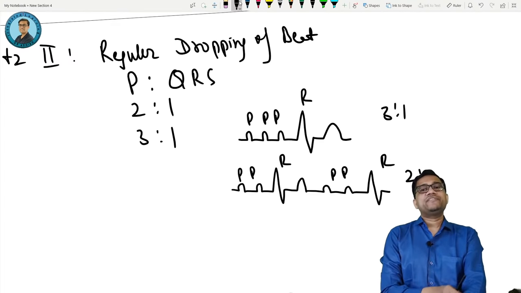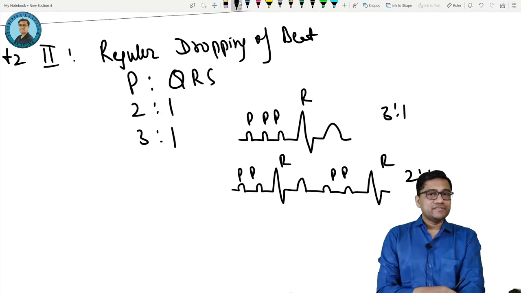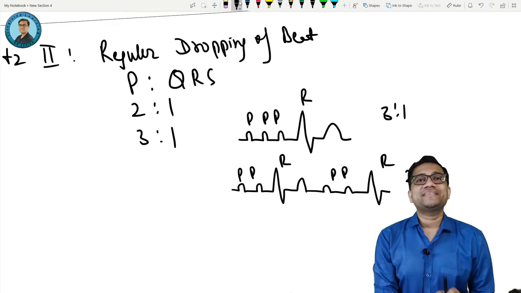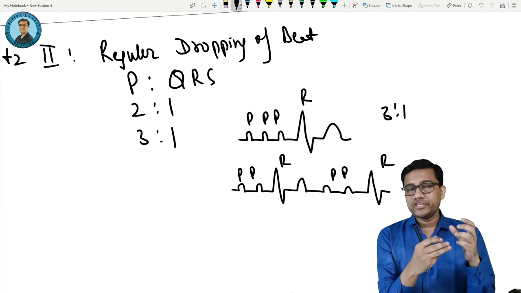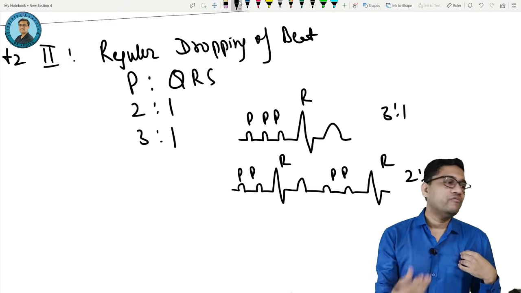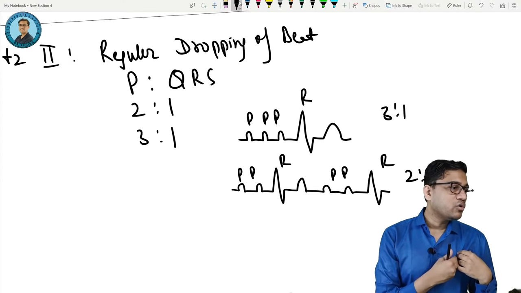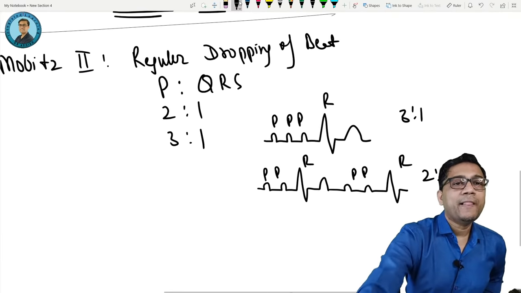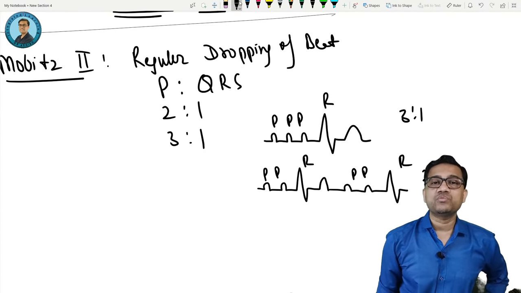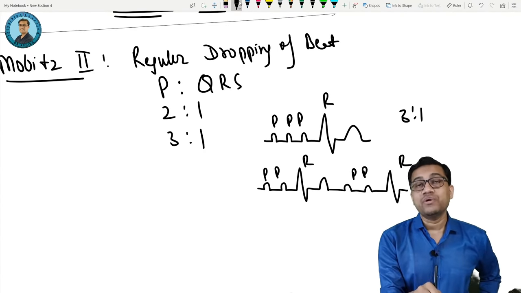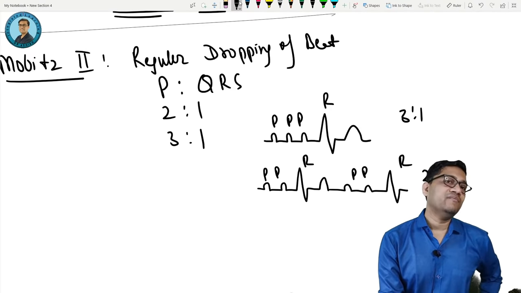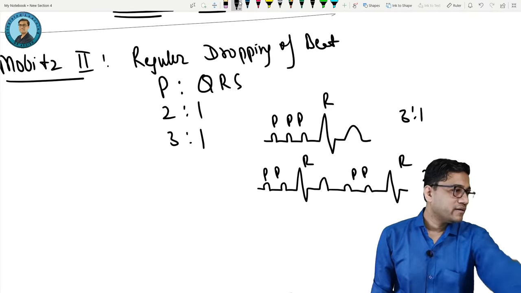So if there are multiple P waves and few QRS, that means the impulse is getting blocked. It cannot reach from the atria to the ventricle. Are you clear now? So what is it called? It is called Mobitz II. So what is Mobitz II? The P and QRS ratio is not equal to 1. It is more than 1. Are you clear now? It is second degree. Okay, fine.